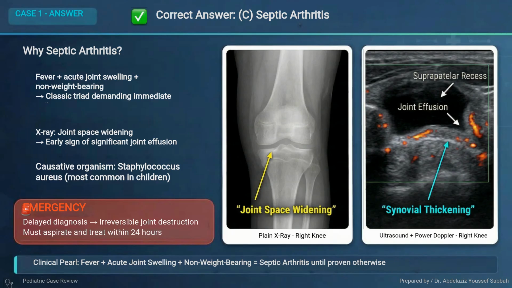The most common causative organism in children is Staphylococcus aureus. This is an emergency because delayed diagnosis leads to irreversible joint destruction. You must aspirate and treat within 24 hours. The clinical pearl to remember is that fever plus acute joint swelling plus non-weight-bearing equals septic arthritis until proven otherwise.